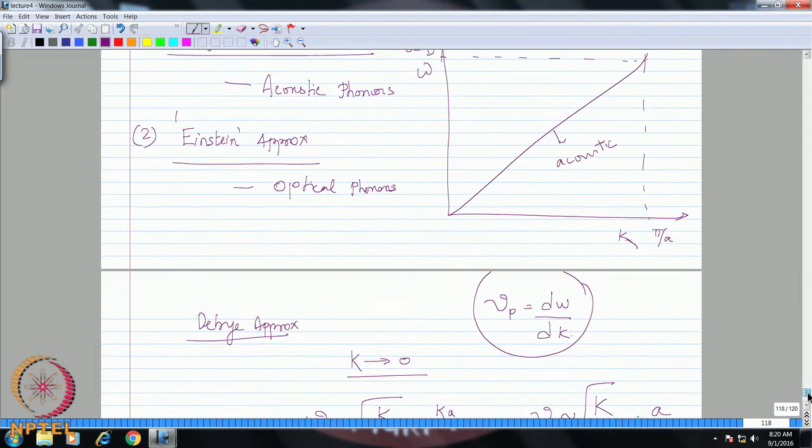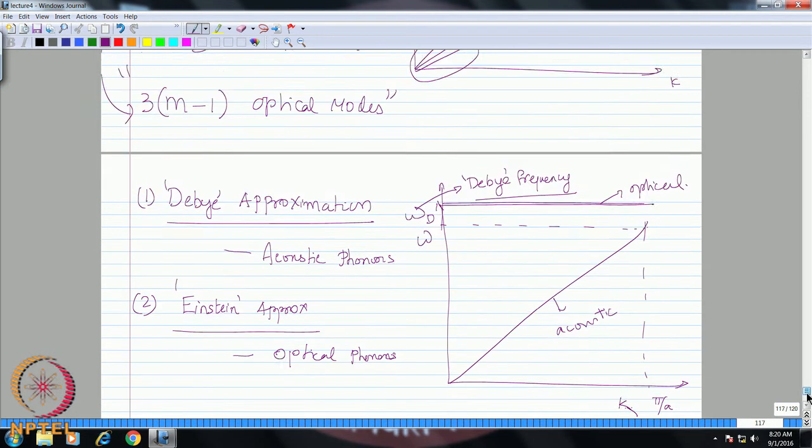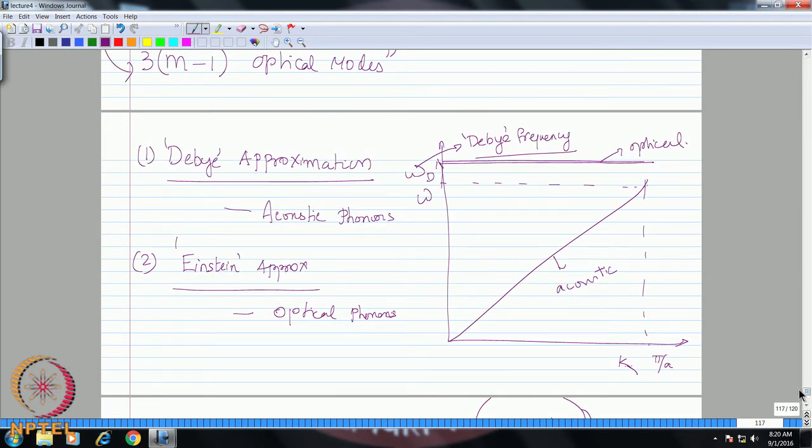Right. So, that means what do you infer from this about the velocity of the optical phonons? So, they do not travel at all. It appears from this approximation that the optical phonons are stagnant.